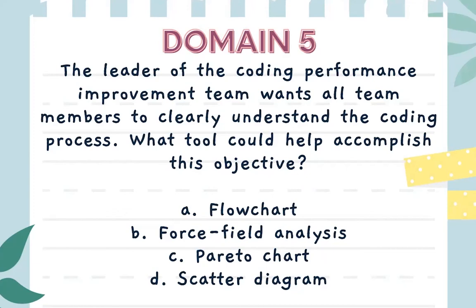And then a scatter diagram is a chart that would show the relationship between variables, an independent and a dependent variable. So looking at all of these different examples and breaking them down, the question is, which tool should I use to clearly understand the coding process? So after breaking all of that information down, the best answer here would be A, flowchart.